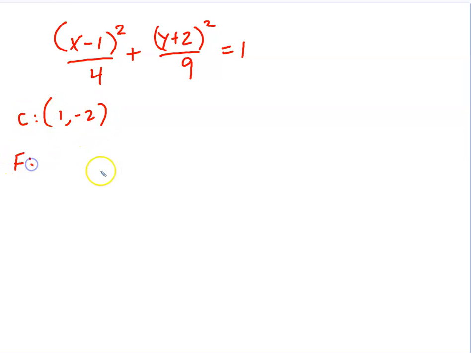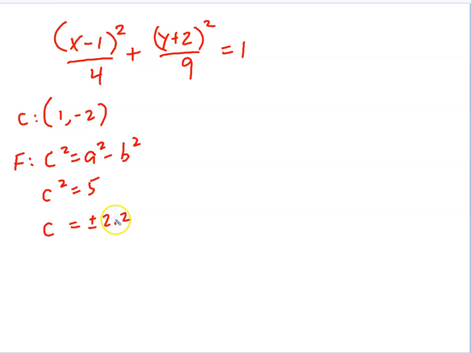So to get the focal points, we need to know what c is. C squared is a squared minus b squared. So c squared is going to be 9 minus 4. So once again, c is going to be the square root of 5, and that's about plus or minus 2.2. So the major axis is going to be vertical. It's going to be a tall ellipse.